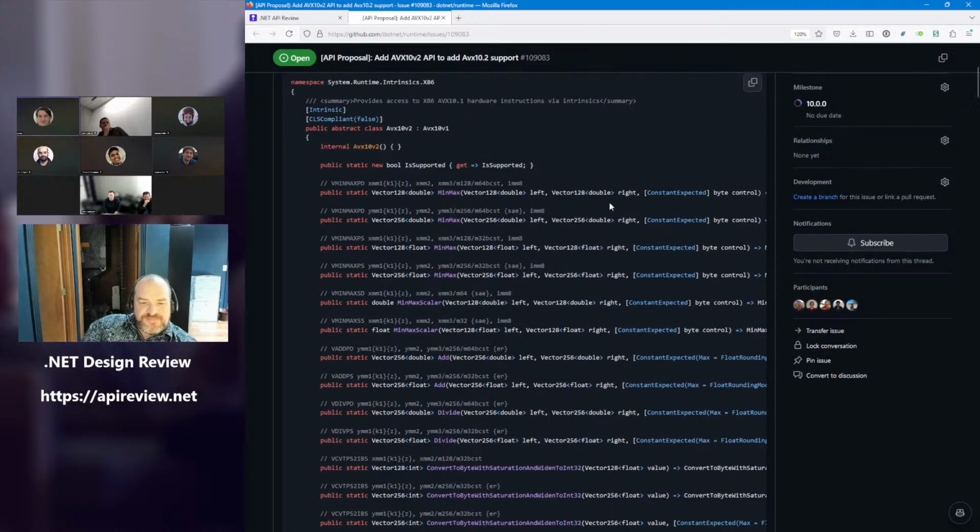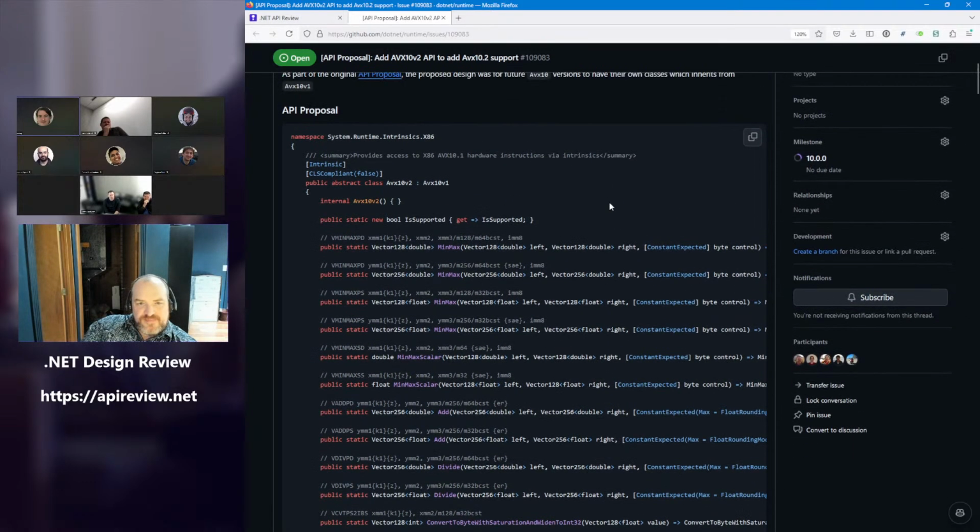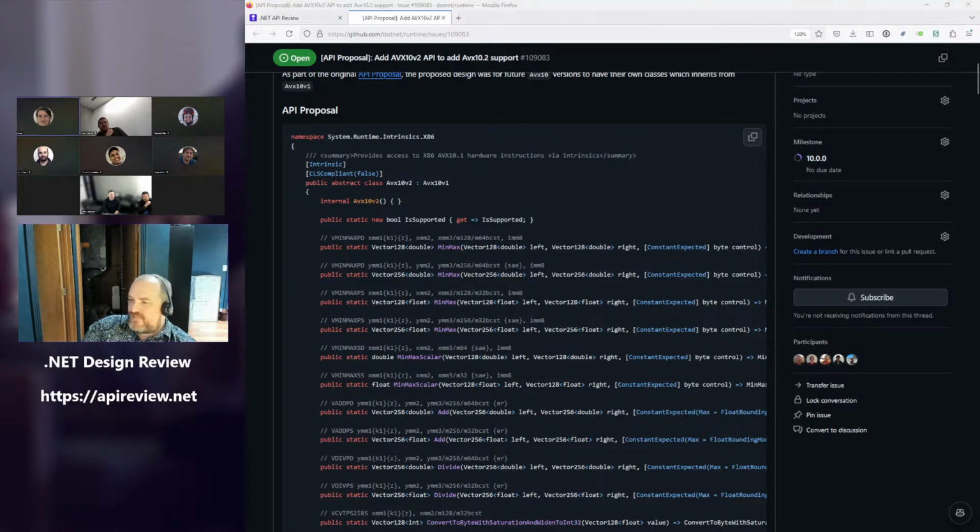Notably on min-max scalar, the return type should be a vector, not a scalar. It should be vector 128 of double, to match what we've done for the other APIs. I missed that in the check, and that looks like the only scalar API that didn't get fixed.